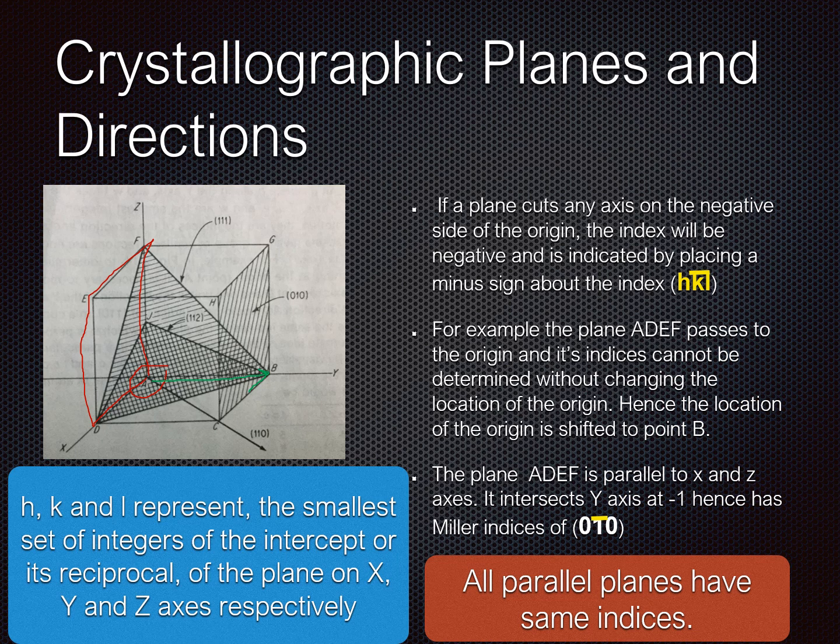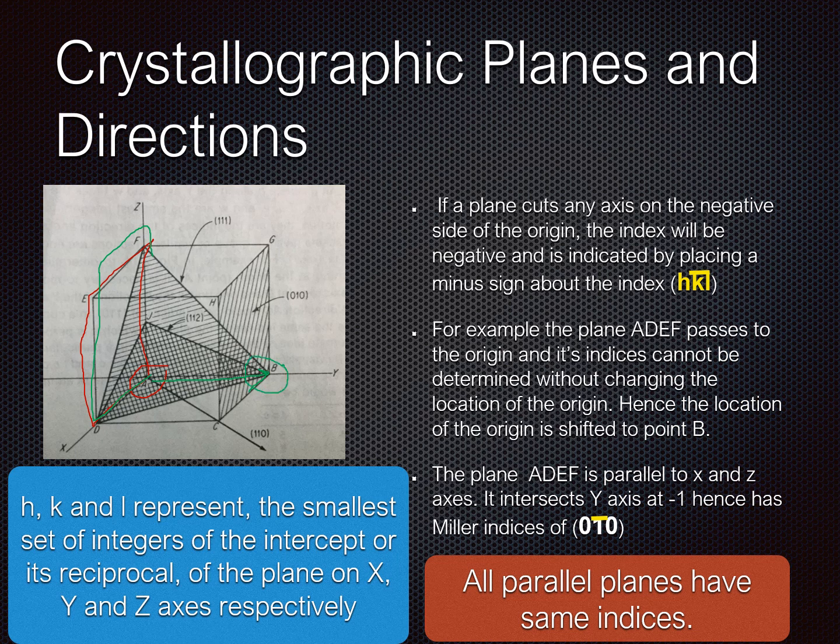The plane ADEF is with B as the origin. This plane is parallel to the x-axis and the z-axis, but it intersects the y-axis at -1. Now this point A, which initially we had considered as origin, but now the origin has been shifted to location B over here.